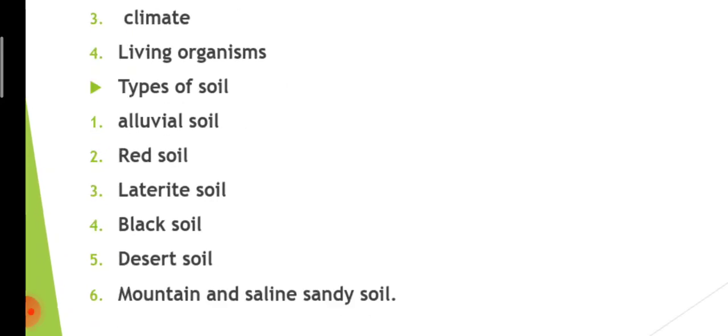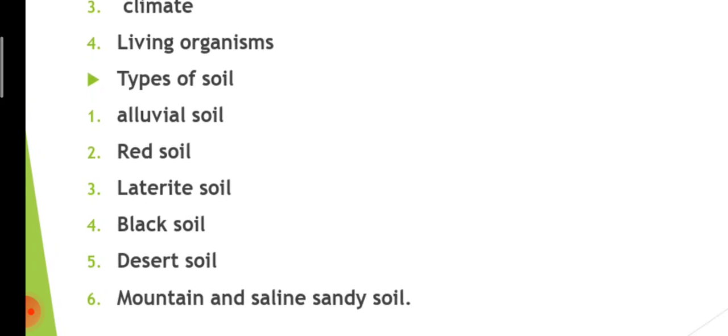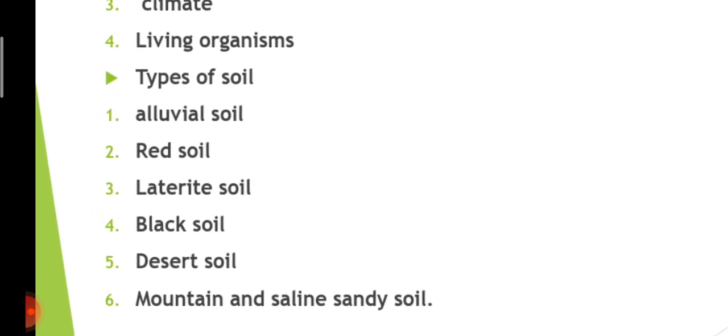Now we will see different types of soil. First is alluvial soil. It is found in most parts of India, in the sedimentary rock areas. It is very fertile soil. Second, red soil. It is reddish in its formation. Also, the leaching process occurs in it.